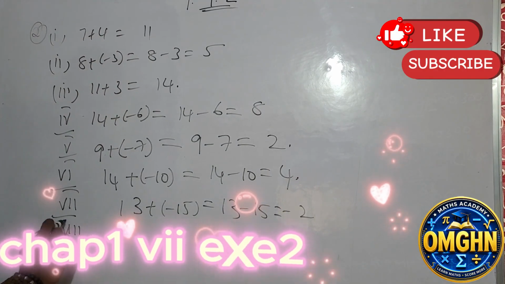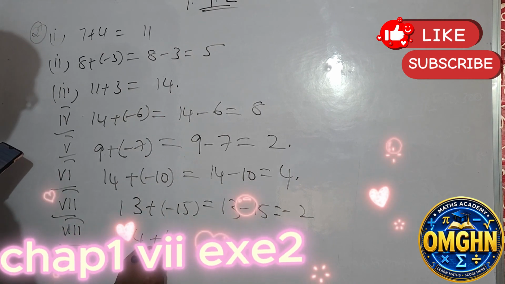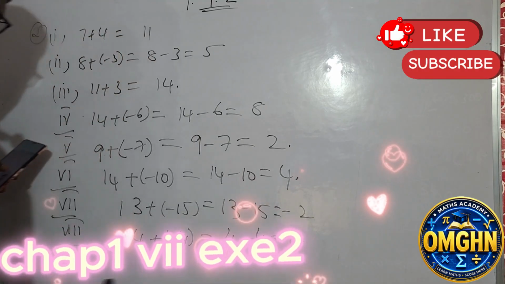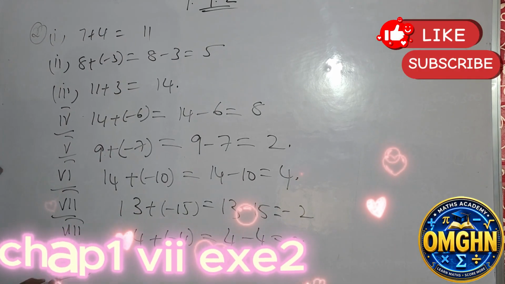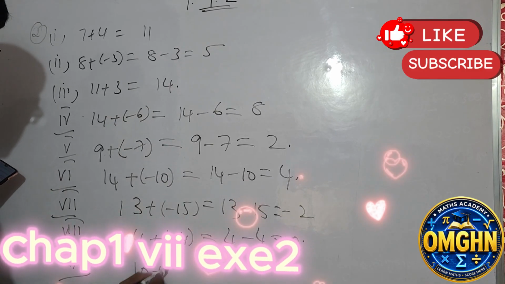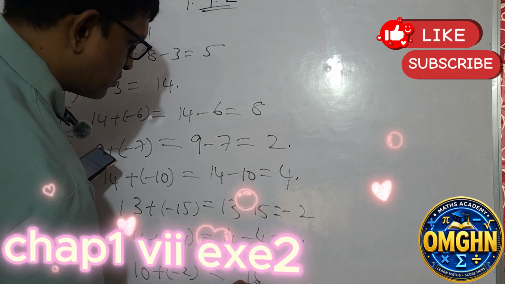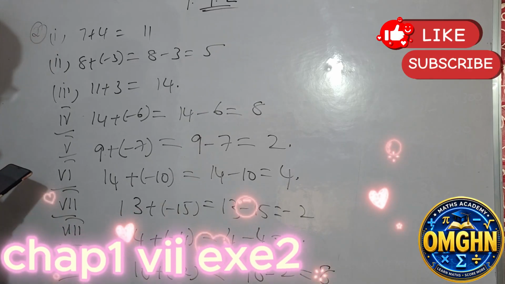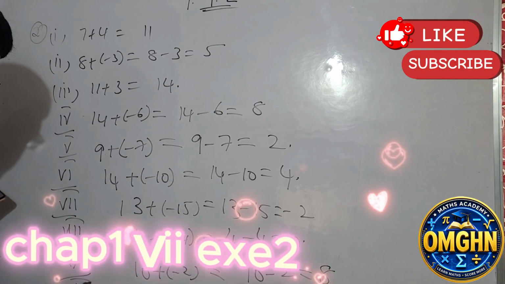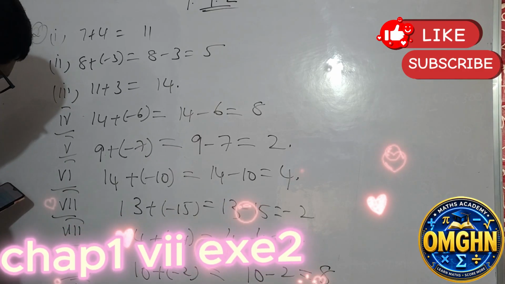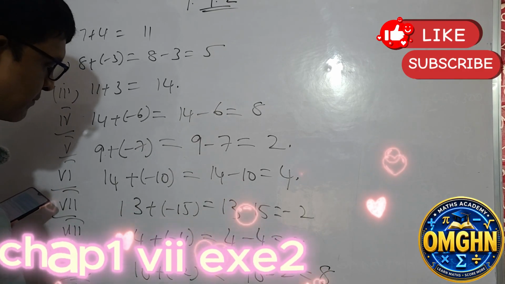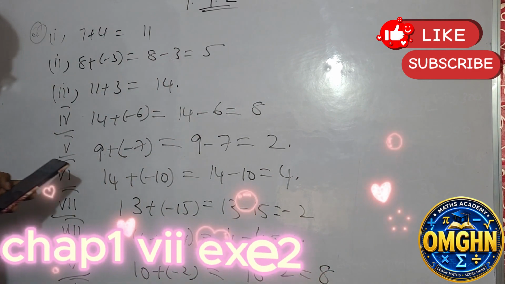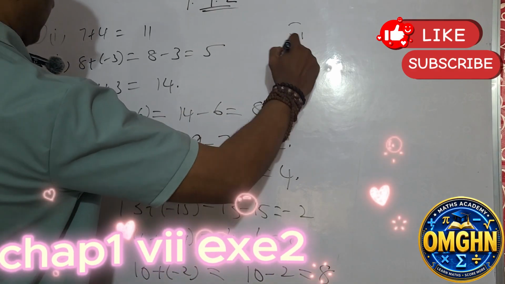Next, eighth one: 4 plus, into minus. Ninth one: 10 plus minus 2. Plus into minus, 8. 10th one: 100 plus minus 80. Plus into minus, 20. Now, last one.